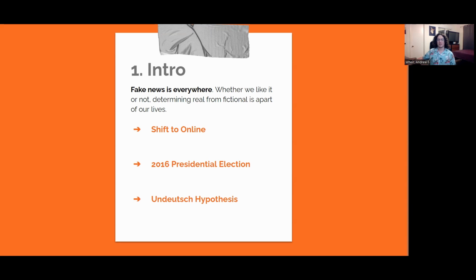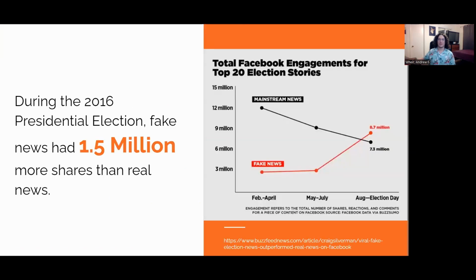This couldn't be more clear than the 2016 presidential election, where fake news had 1.5 million more shares than real news. In this election, fake news was becoming increasingly popular, and companies like Google and Facebook were realizing that it's even more profitable because more people are sharing it. Fake news has been a problem and it will continue to be a problem.